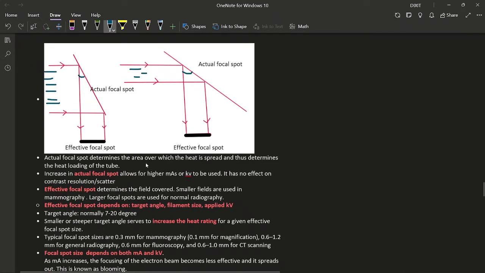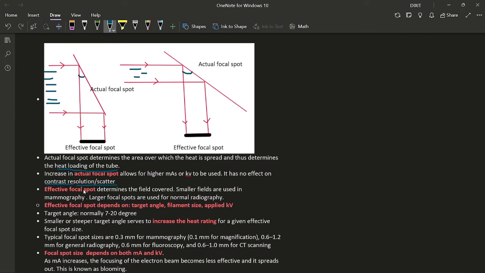Actual focal spot determines the area over which the heat is spread, and thus determines the heat loading of the tube. Increase in an actual focal spot allows for a higher mAs or kV to be used, because it has a higher heat loading capability, and it has no effect on contrast, resolution or scatter. This is an important point, and they might ask you.